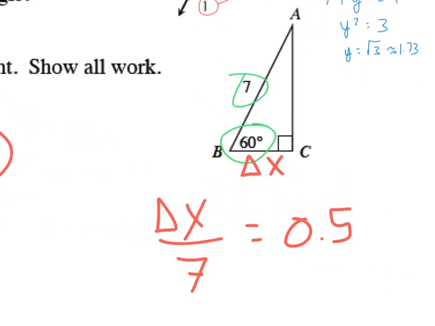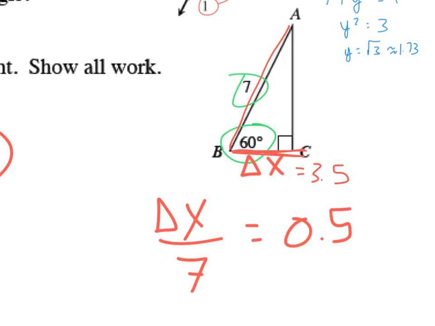Well, what number divided by 7 is 1/2, or what's half of 7? That would have to be 3.5. So this length of BC is 3.5 units because the ratio of this short leg, change in x, divided by the hypotenuse, 7, is 3.5 out of 7, or 0.5.